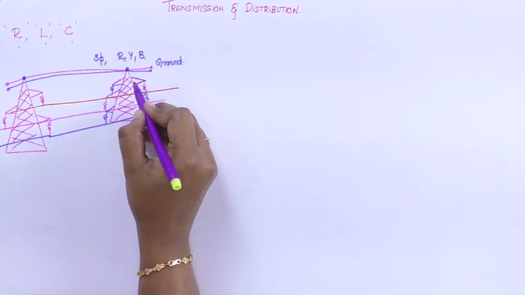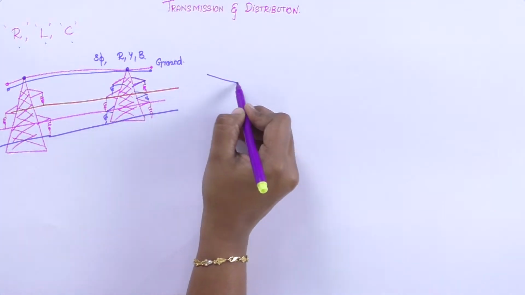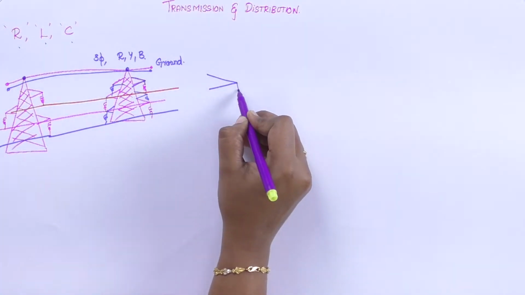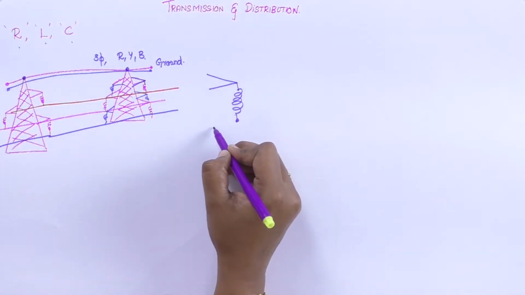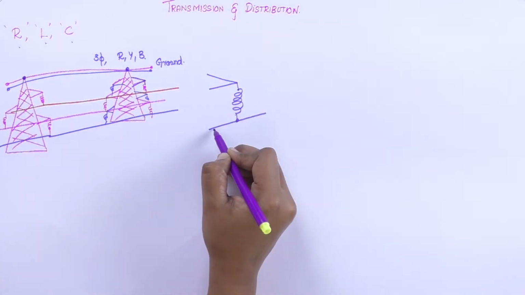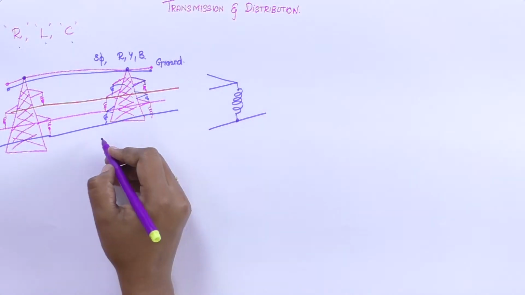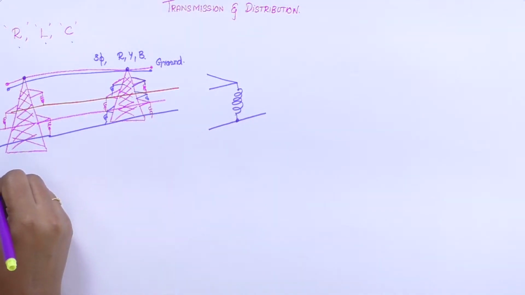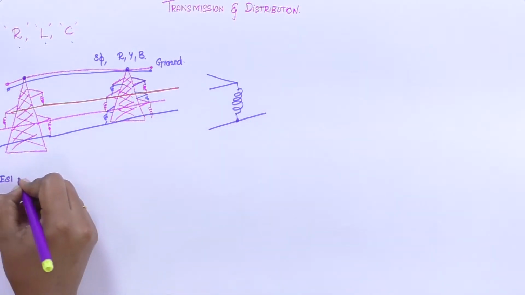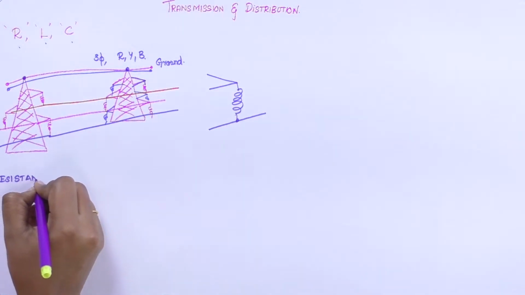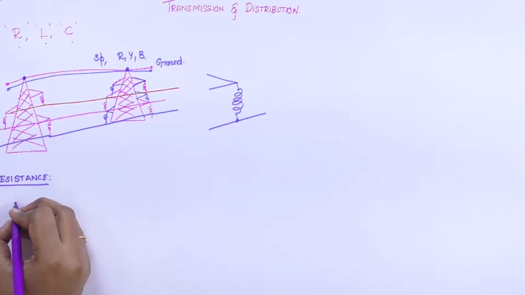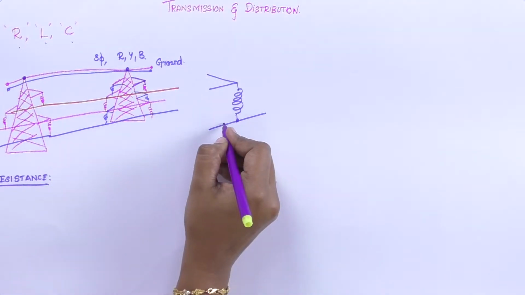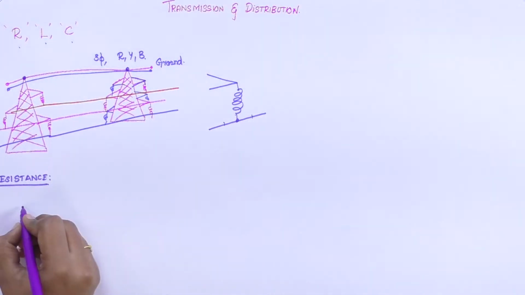This is called the cross arm, and this is the insulator. Below the insulator, the transmission line follows. Now we are going to discuss the first parameter, the resistance of the transmission line. We all know resistance opposes the flow of current. It affects the transmission line because it is involved in the power loss.